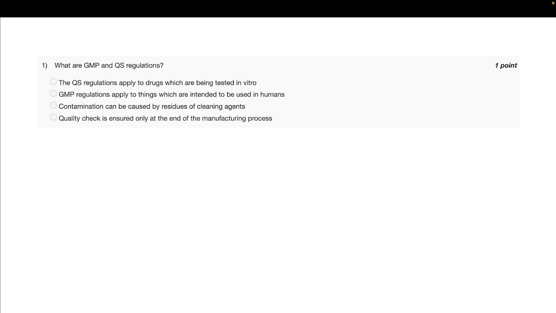So let's move on towards the questions. The first question is, what are GMP and QS regulations? If anybody wants to answer, I'll wait for a while.